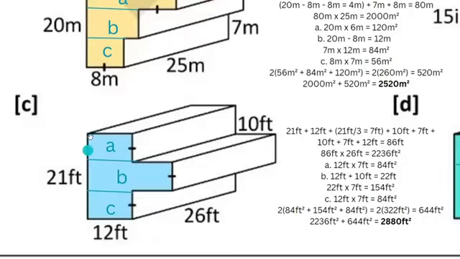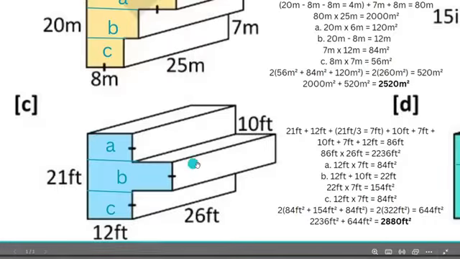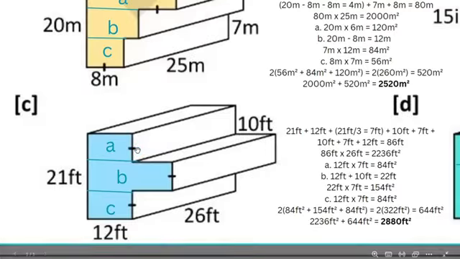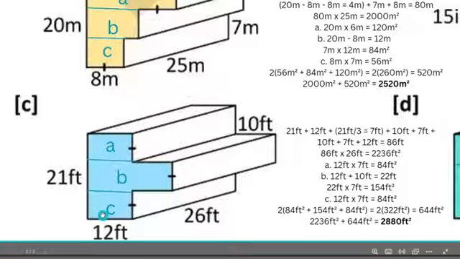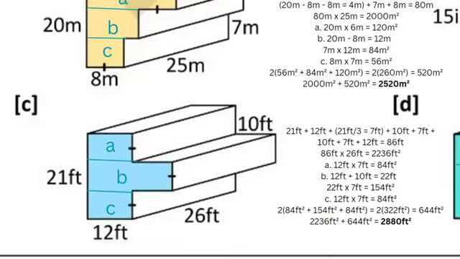Then we have to divide the prism, and this would be A, this would be B, and this would be C. To calculate A, we take 12 foot times 7 foot, which equals 84 foot square. To calculate B, we take 12 foot plus 10 foot, which equals 22 foot, the length for this part. Then we take 22 foot times 7 foot, which equals 154 foot square. And to calculate C, we take 12 foot times 7 foot, which equals 84 foot square.